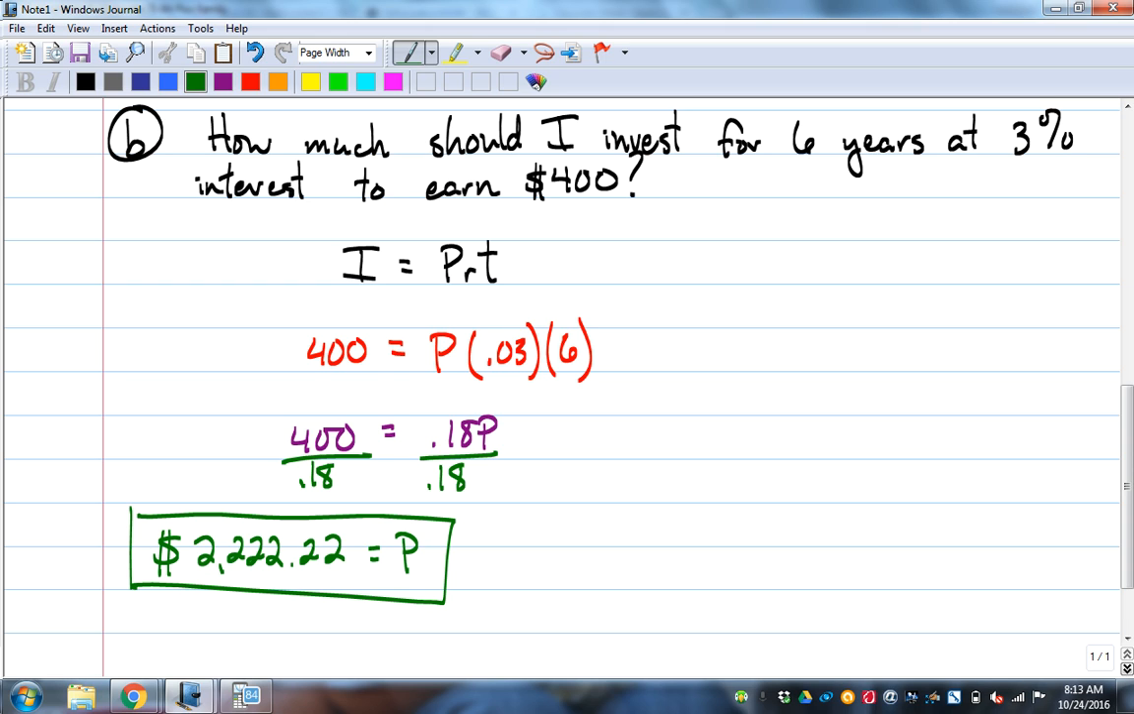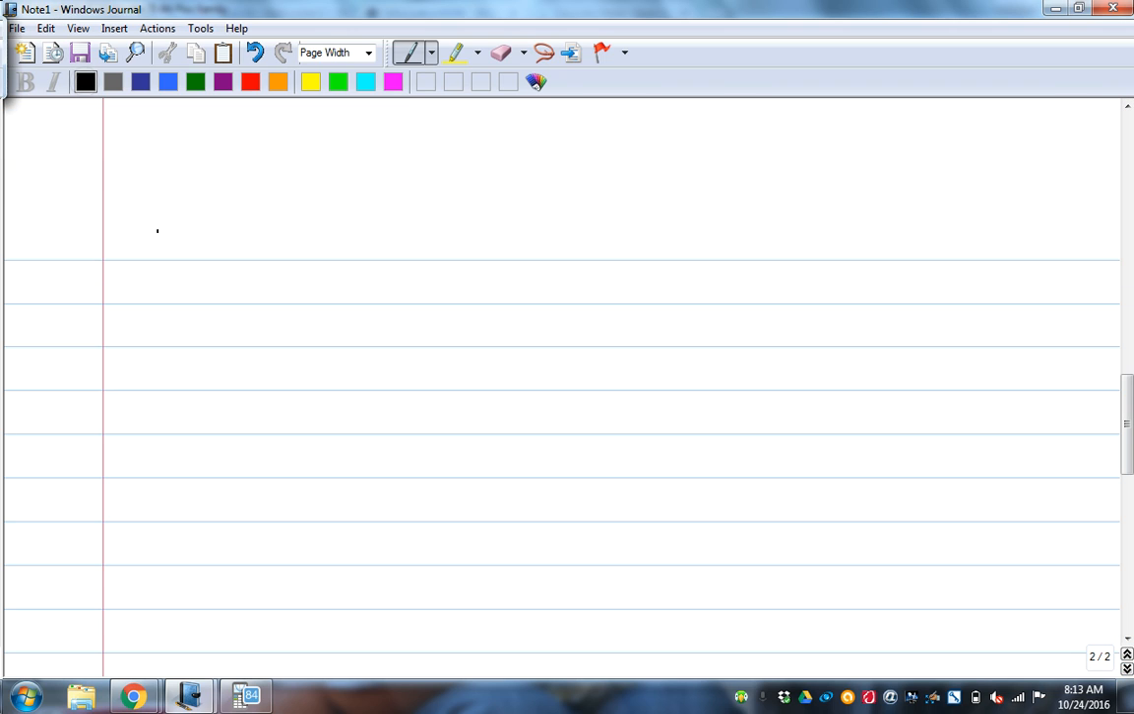All right, well, let's go to what's more normal, which is compound interest. Compound interest is the way a normal savings account is done.